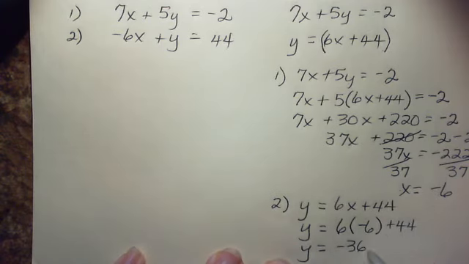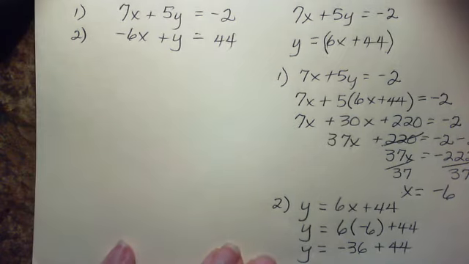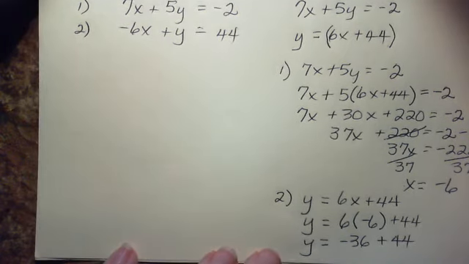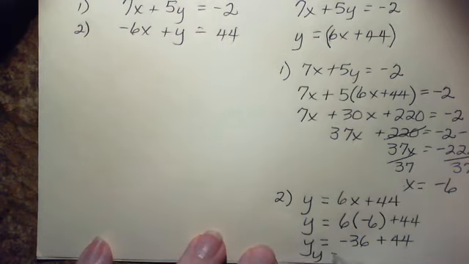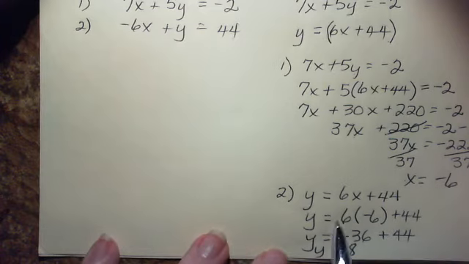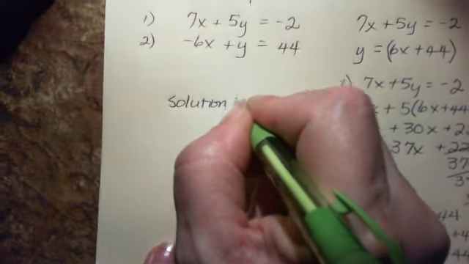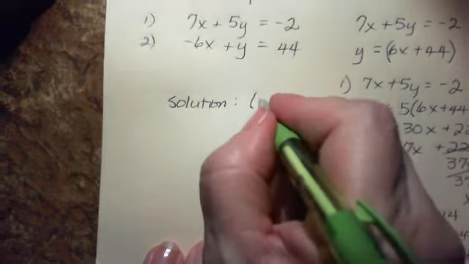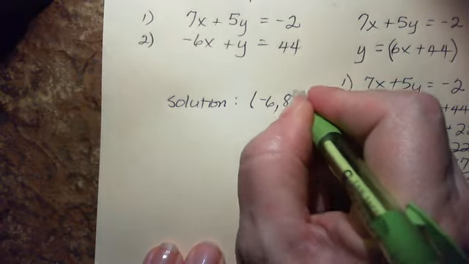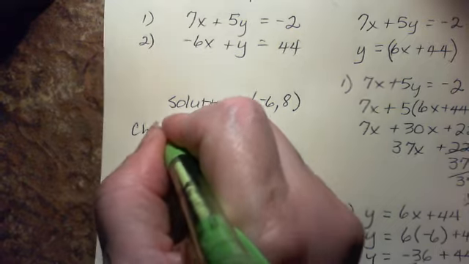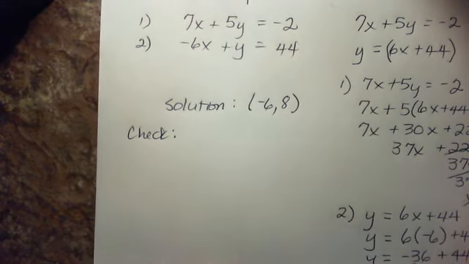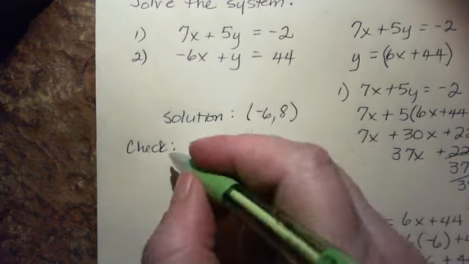I'm going to perform the operations here. That gives us negative 36 plus 44. And when I add those numbers, I get y is equal to 8. So again, that gives me a solution for x and a solution for y. So the solution to the system should be the ordered pair, negative 6 x value, 8 y value. And remember, I need to check those. That solution needs to work in both of the original equations.